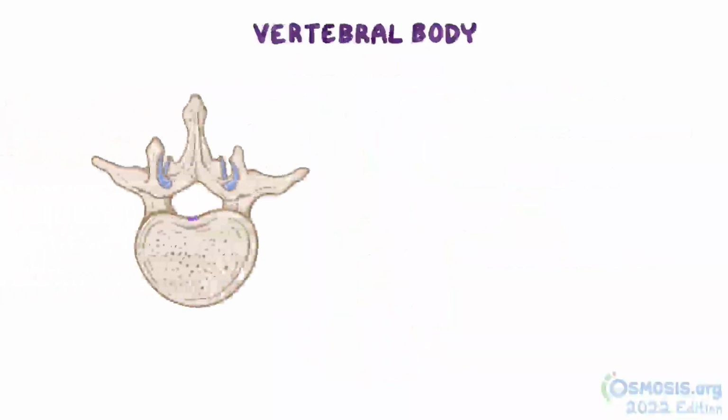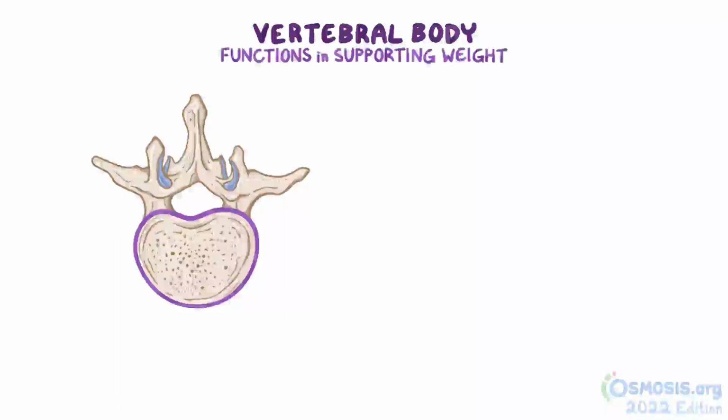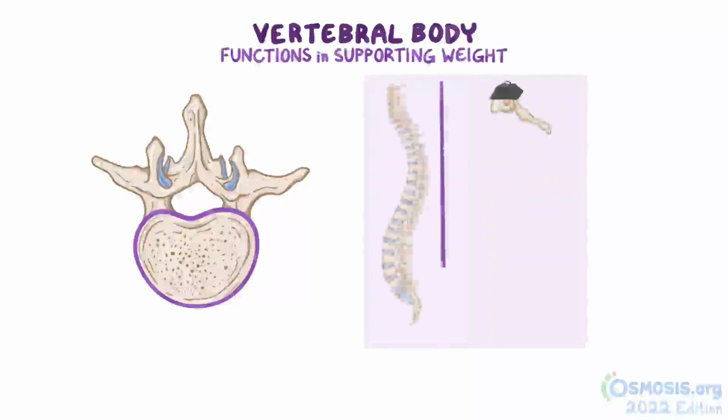The vertebral body is the thick, cylindrical anterior portion of the vertebra, which functions in supporting weight. As you move down the spine, the vertebral bodies become larger as they bear more weight.